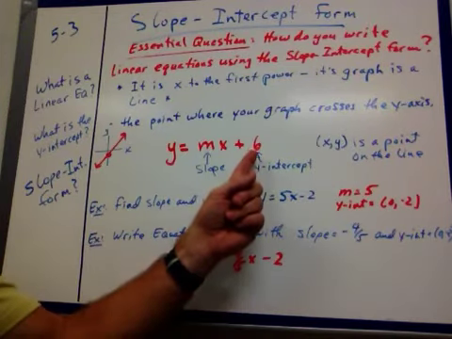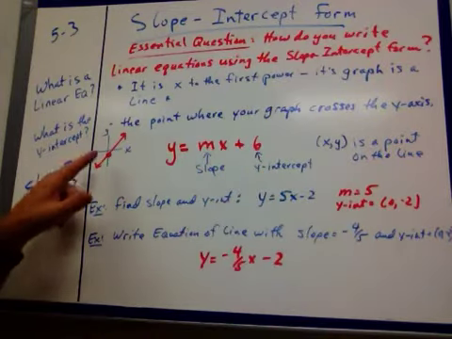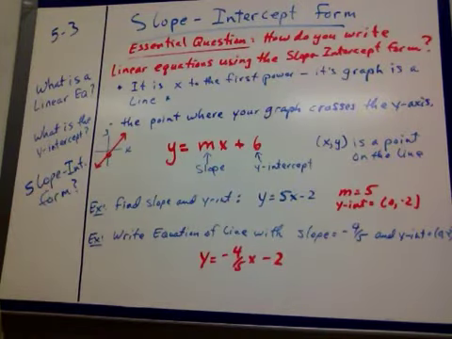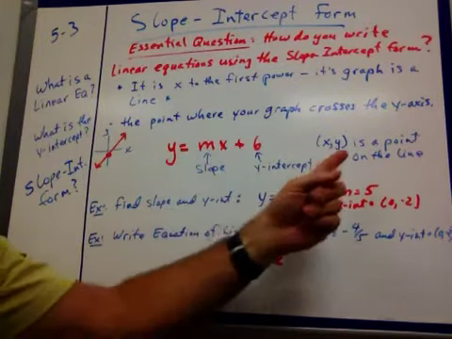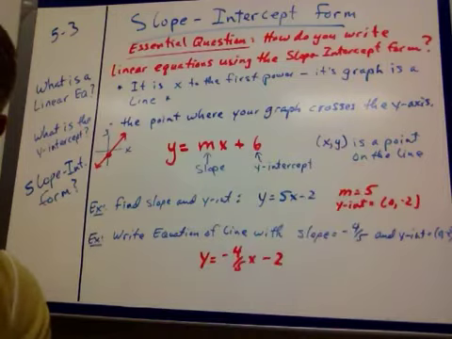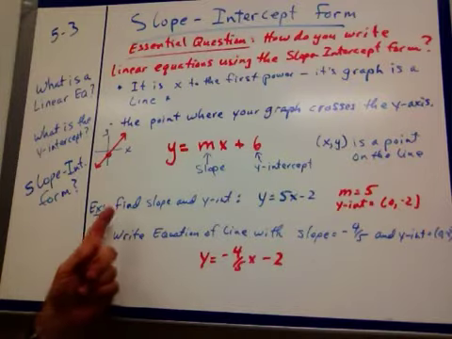The b right here, y equals mx plus b, that's our y-intercept. That tells us the y-coordinate where we're crossing the y-axis. And then the x and y that are in here, those could be any point on the line. Any point on the line whatsoever. So let's look at a couple different ways of finding our slope and y-intercept.